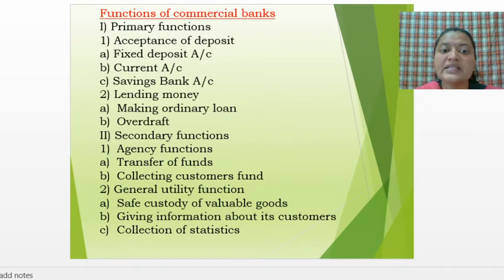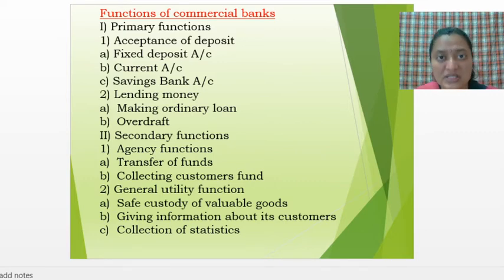The next one is lending money. The first one was all about the acceptance of deposit, how the deposit will be accepted: fixed deposit account, current account, savings bank account. The next one is lending money. In that, making ordinary loan and overdraft. Now what do you mean by making ordinary loan? A person will take a loan for many purposes. For what purpose will the loan be taken? Loans will be taken for many purposes.